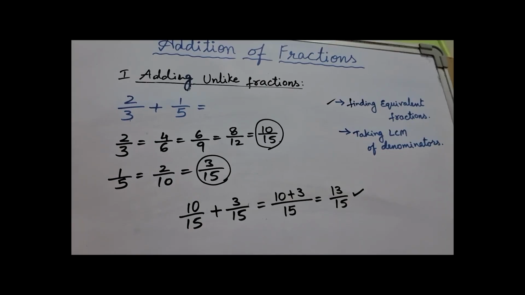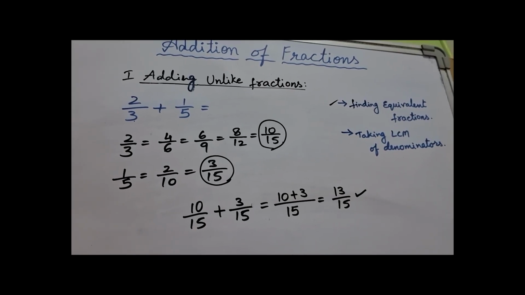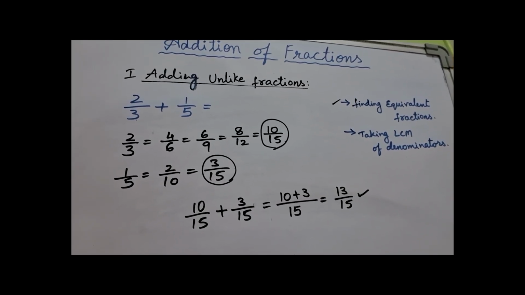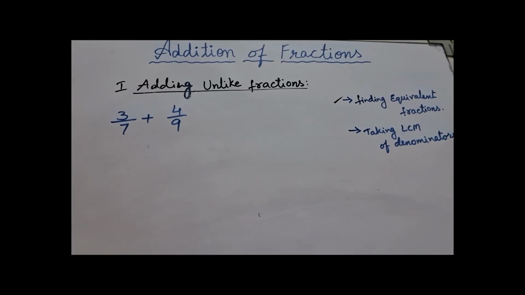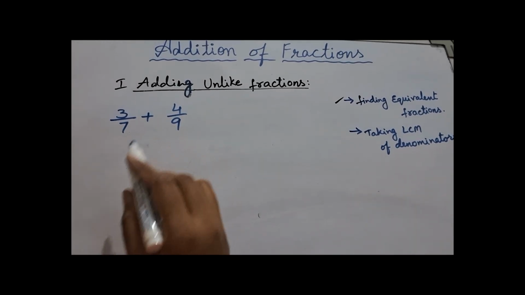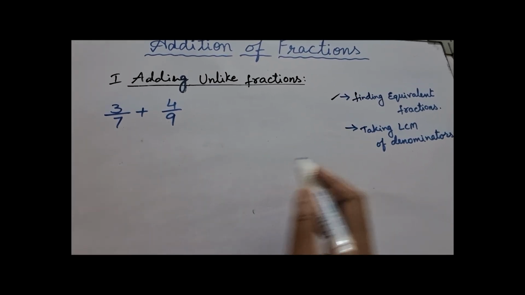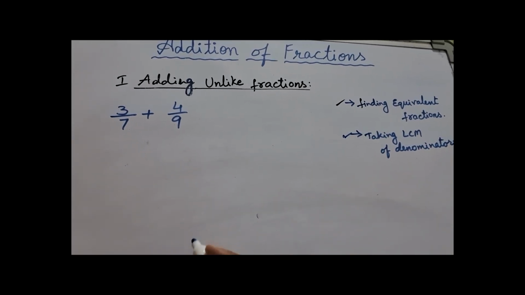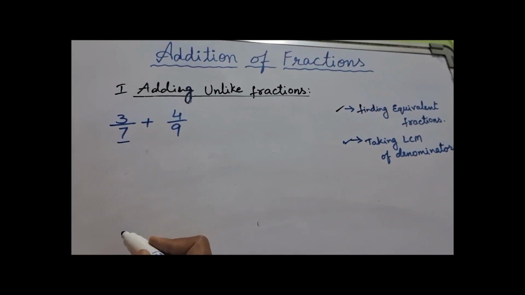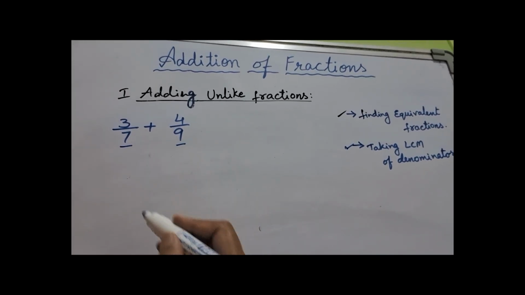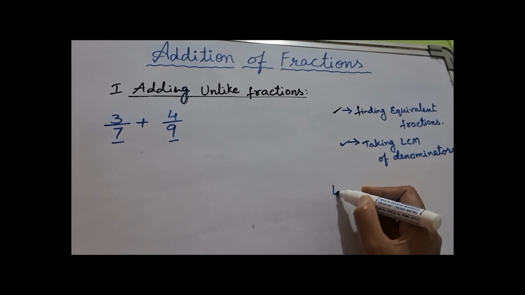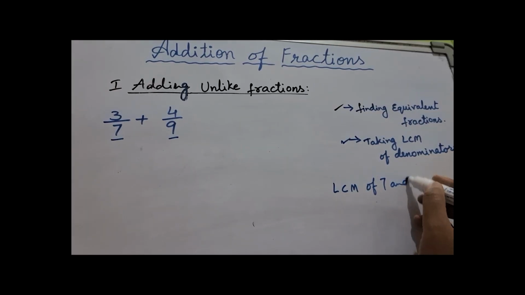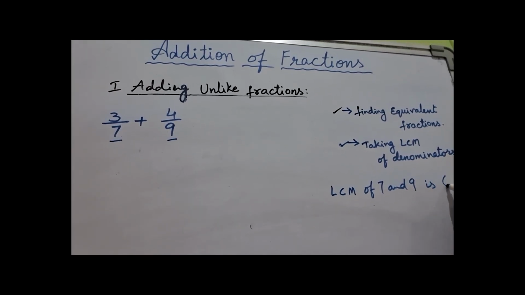In this way we can find the answer by taking the equivalent fractions of both the fractions to be added, but it is time consuming and for big numbers this is not an easy process. Now let us take another example, children. These two unlike fractions we will add by the method of taking the LCM of the denominators. Okay children. So now the denominator here is 7 and for this fraction the denominator is 9. What is the LCM of both denominators? LCM of 7 and 9 is 63.